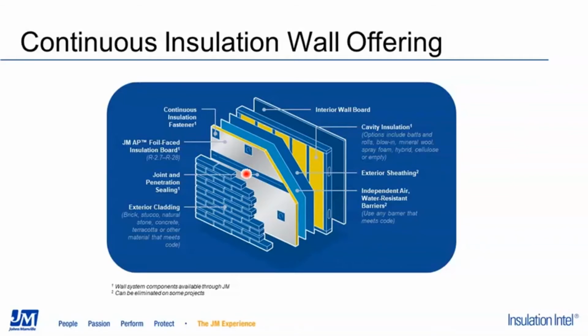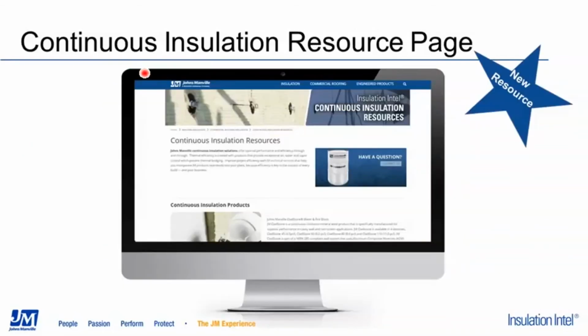And since you have a limited space in that cavity, the only way to get increased R value is going on the outside of the building. So where you have much more room, you can add layers of insulation. In this case, it's AP foil, but our JM Cladstone also acts as continuous insulation. We also have a new resource on jm.com that focuses on continuous insulation, so I'd encourage all of you to go there for more information on that. Spray foam also acts as a continuous insulation, which Tom will cover on his portion as well.